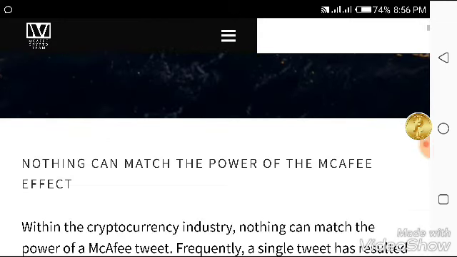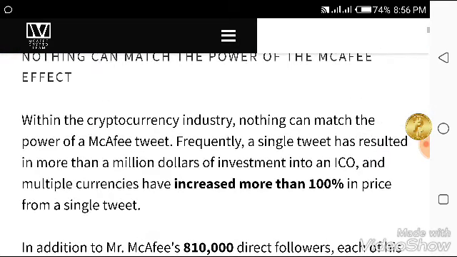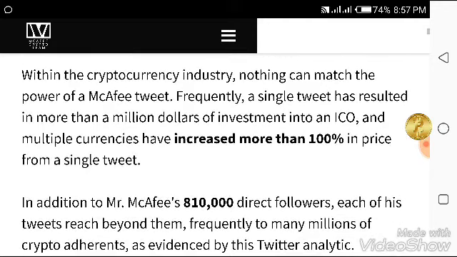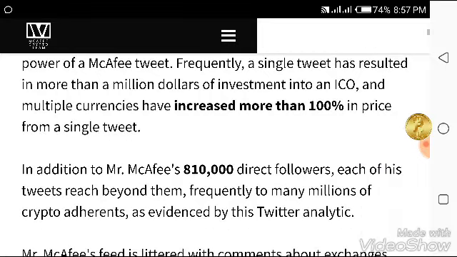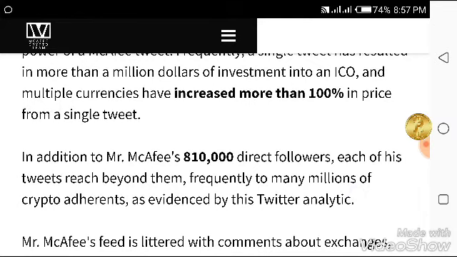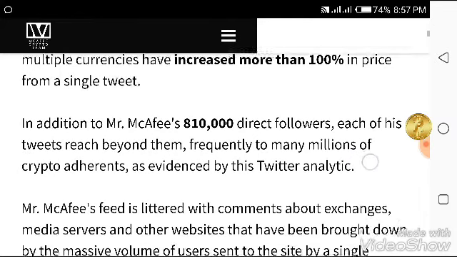And let's read together. Nothing can match the power of the McAfee effect within the crypto industry. Nothing can match the power of a McAfee tweet. Frequently, a single tweet has resulted in more than $1 million of investment into an ICO, and multiple currencies have increased more than 100% in price from a single tweet. That's true because I've witnessed it.